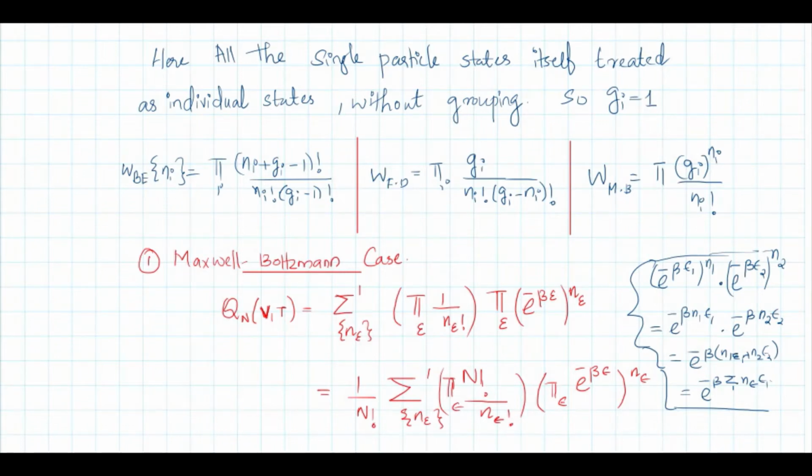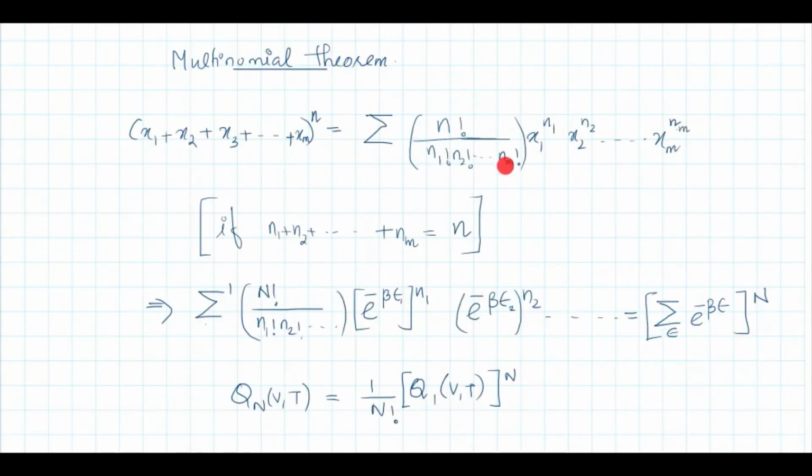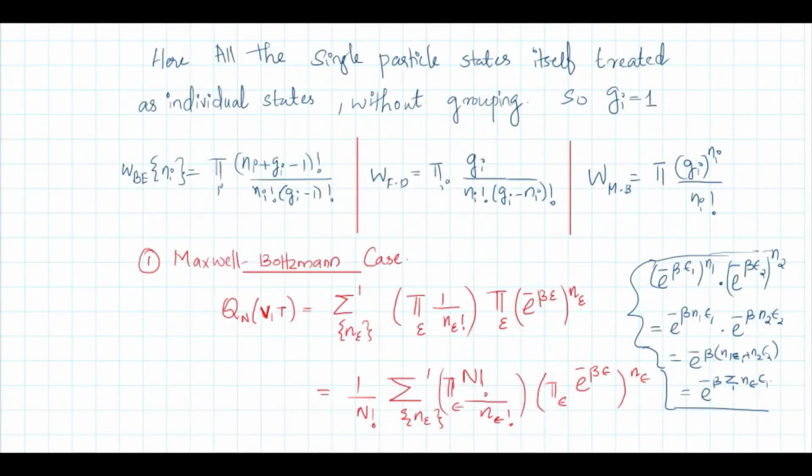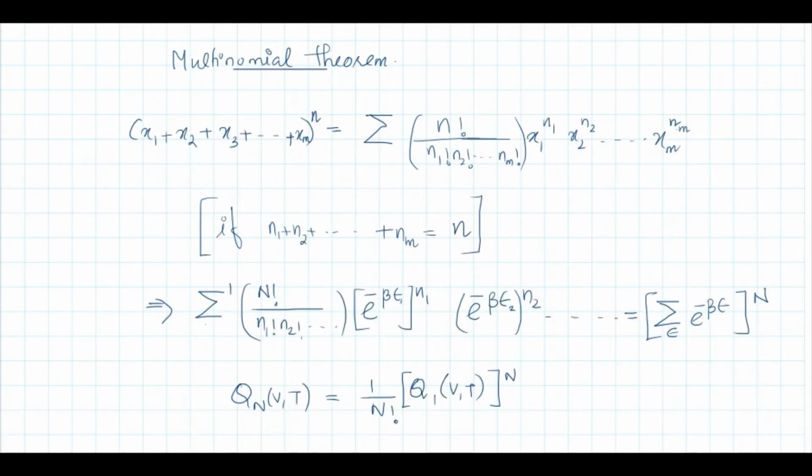So you have exactly a term like this. Then you have a product of e raised to minus beta epsilon. That is exactly like this, a product of these terms. So I can apply this multinomial theorem in our case. So sigma prime n factorial by n1 factorial n2 factorial etc., e raised to minus beta epsilon 1 whole raised to n1, e raised to minus beta epsilon 2 whole raised to n2, and so on. Here n1 plus n2 plus etc. up to nm is exactly the total number of particles. So there is no issue for applying the multinomial theorem.